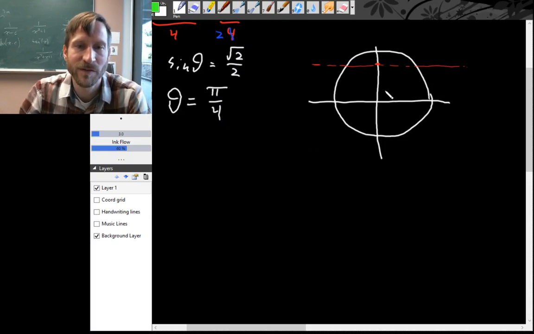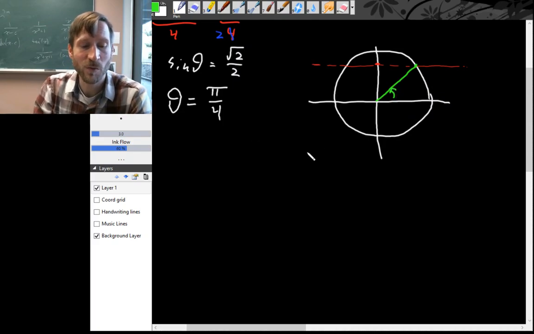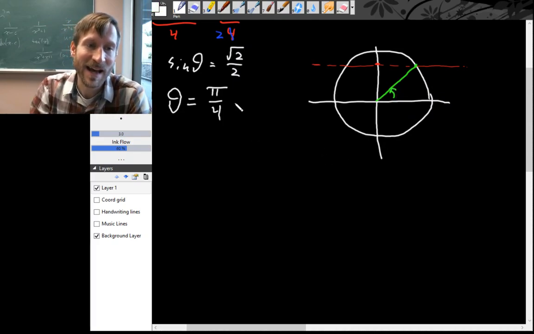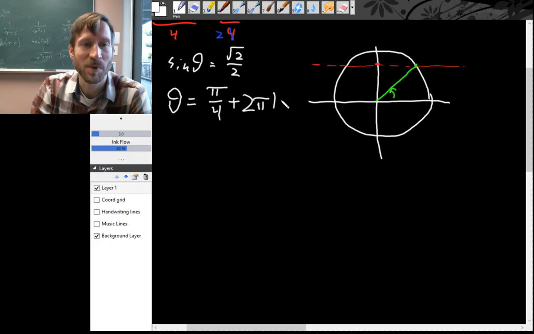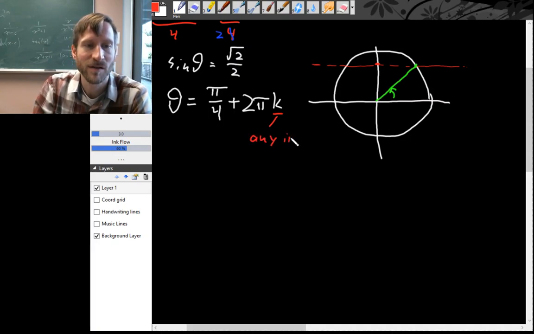And sure enough, pi over 4 puts us on this y-coordinate, so there's pi over 4. So there's one solution, but we can add any multiple of the period of sine because that won't change the result of sine. So we can add 2 pi k, and keep in mind that this k here can be any integer, even negative.